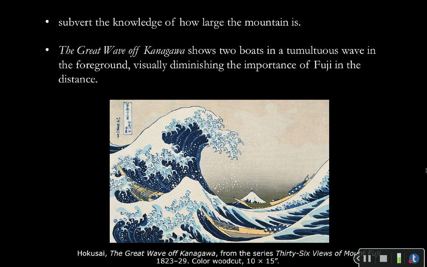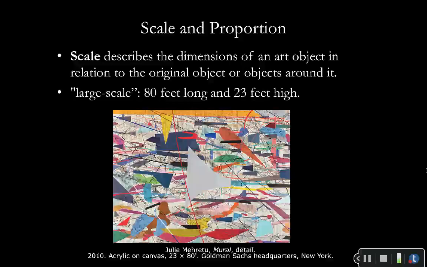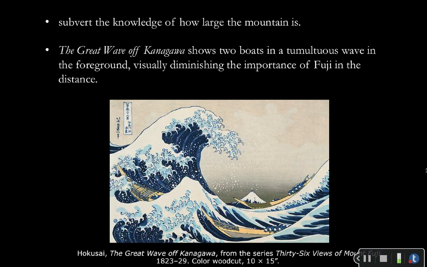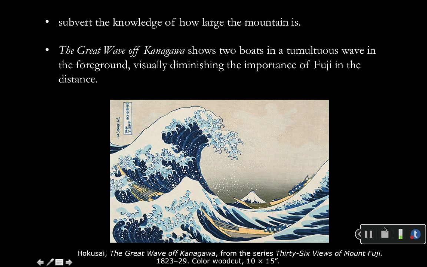All right, and so then when we talk more about, let's see, where was I? Scale and proportion. Here's another great example of scale. So here we have the artist Hokusai, a Japanese artist, who's subverting the knowledge of how large this mountain is in the background. Actually you can't see it here, I'll move that.